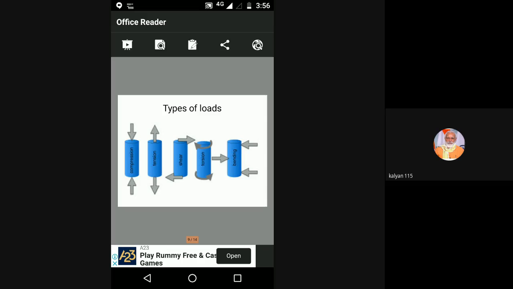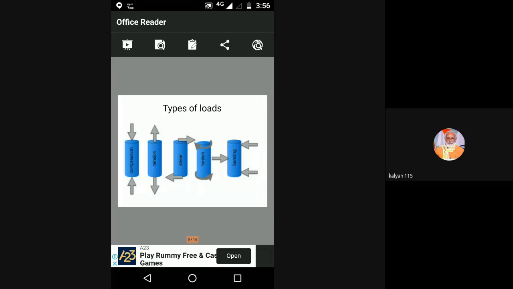Third one is shear. Shear means the force which is acting parallel to the plane, tangential to the plane. It is called shear. This kind of shear force acts on beams. Due to the transverse load, the beam is subjected to the shear force.